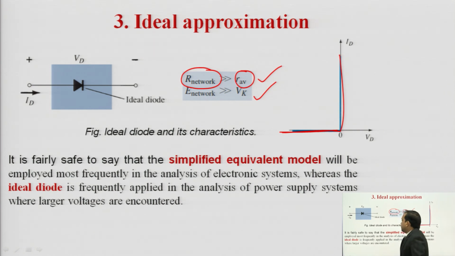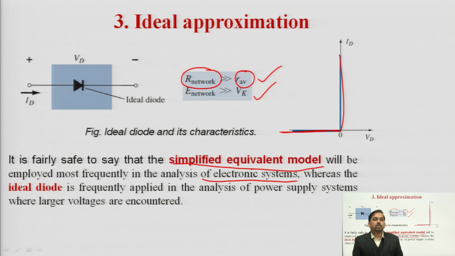So we can say it is fairly safe to say that the simplified equivalent model will be employed most frequently in the analysis of electronic systems, whereas the ideal diode is frequently applied in the analysis of power supply systems, where large voltages are encountered. So these three approximations can be used during the analysis of electronic circuits.